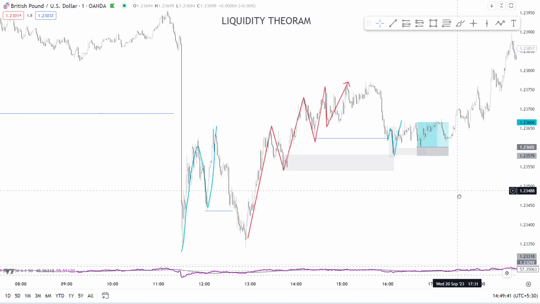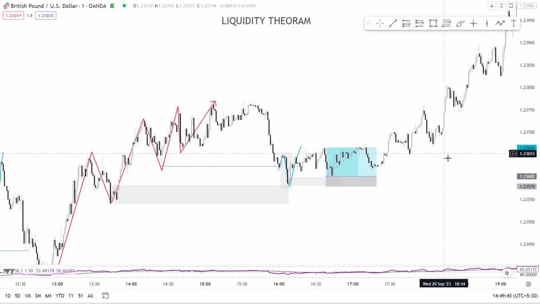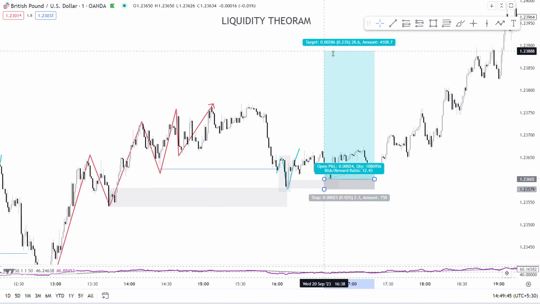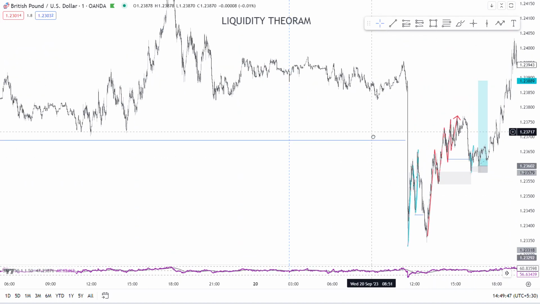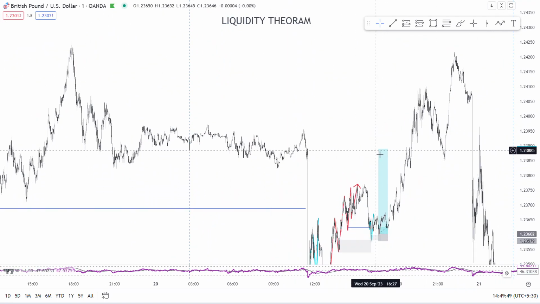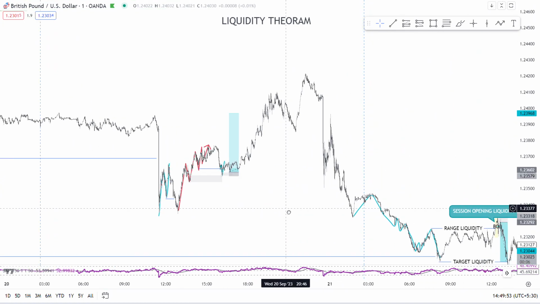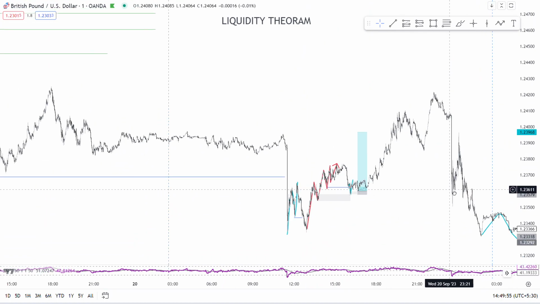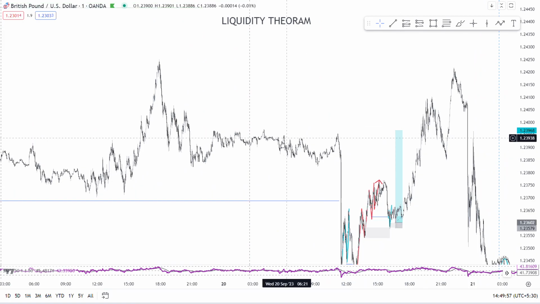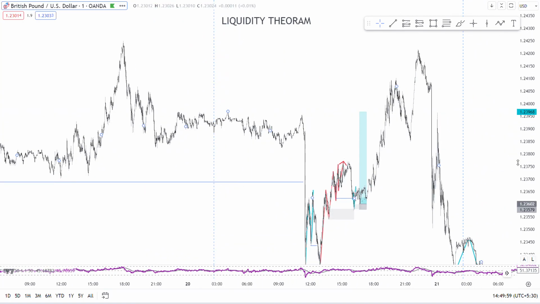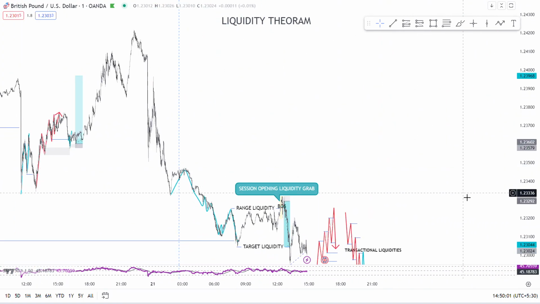Same thing, plotting the structure, identifying the way the algo is taking the stop losses, then moving the market. If you want to target the high time frame liquidity, you can target the day size. Lot of sniper entries, guys. If you just understand this concept, see lot of entries.